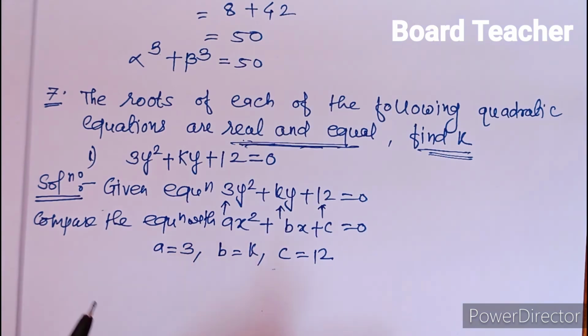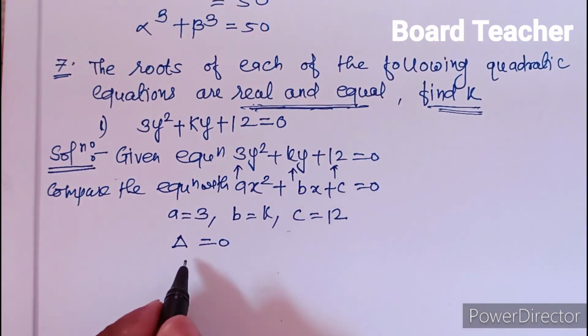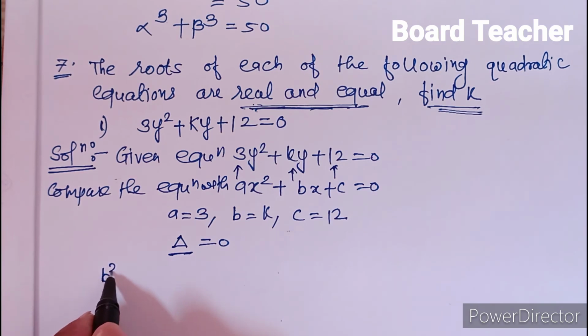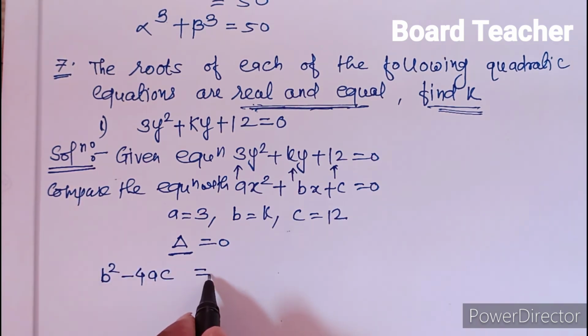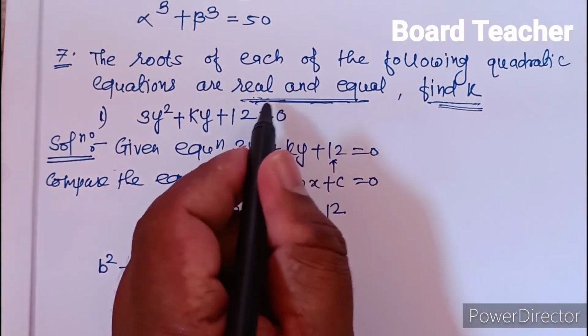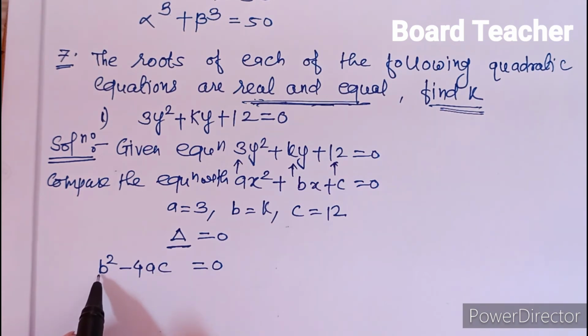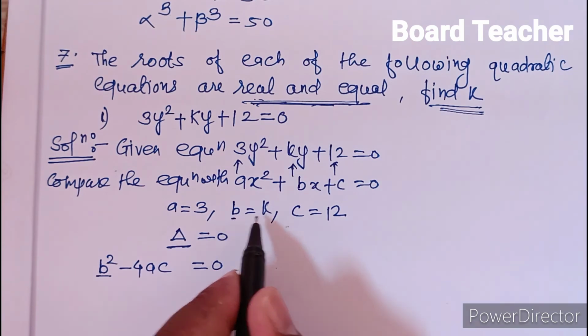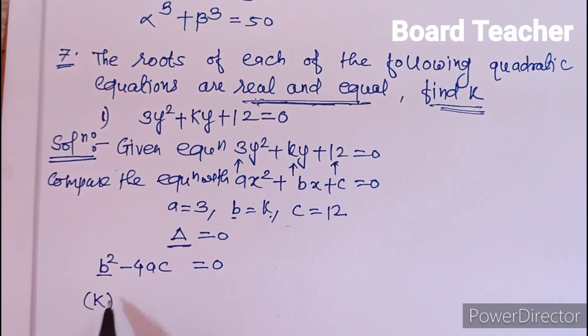The condition is given that the roots are real and equal. The roots are real and equal when and only when the value of delta equals 0. The value of delta means the value of the discriminant, delta equals b square minus 4ac equals 0. Now put the values: b is k, so k whole square minus 4 into the value of a, that is 3, and the value of c, that is 12, equals 0.